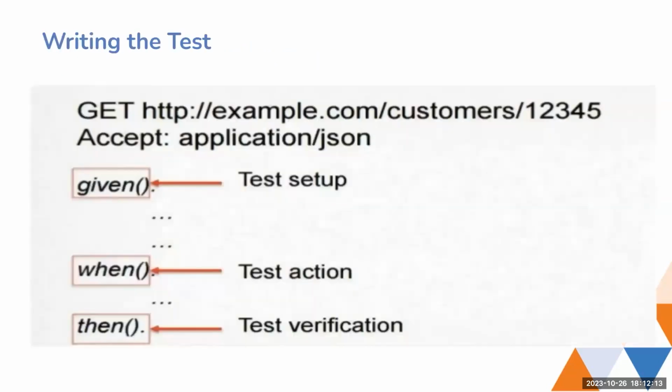Now, this is the BDD syntax, which I was mentioning. There are three main components in this. It is given, after which we mention all the given data like base URI, username, authentication, cookies, etc. Then comes when, after which we mention the action which needs to be taken. So the type of request will come after when. And after then, we can save the response or whatever data we want, and perform the assertion on the response.